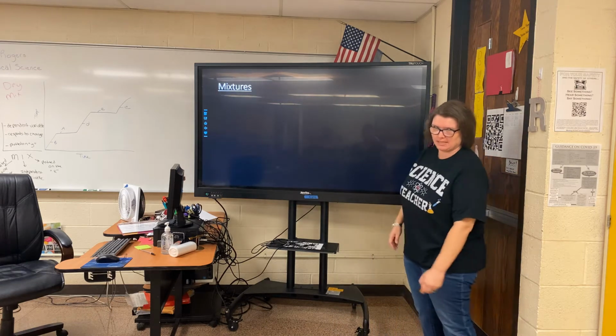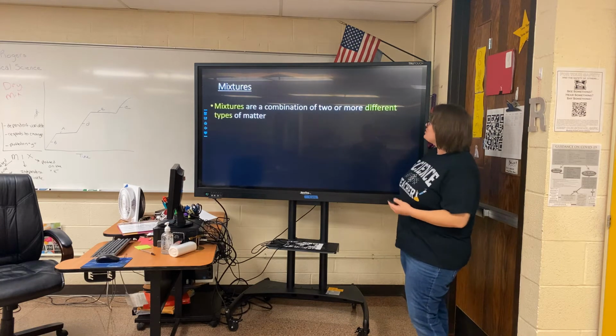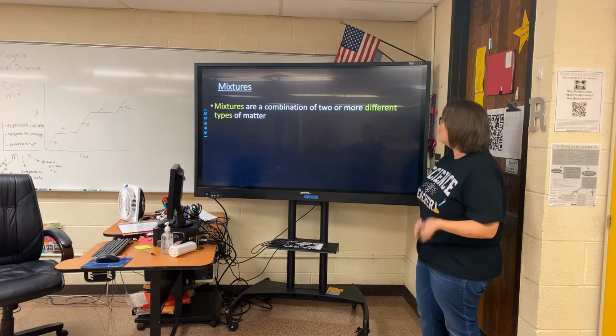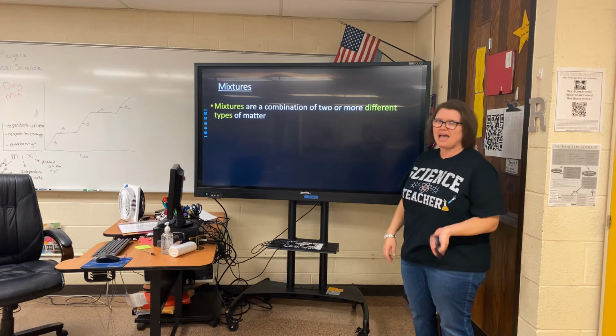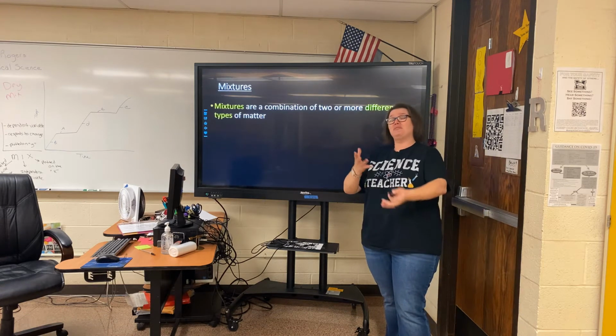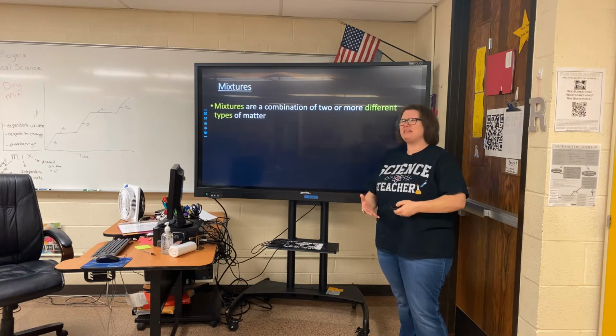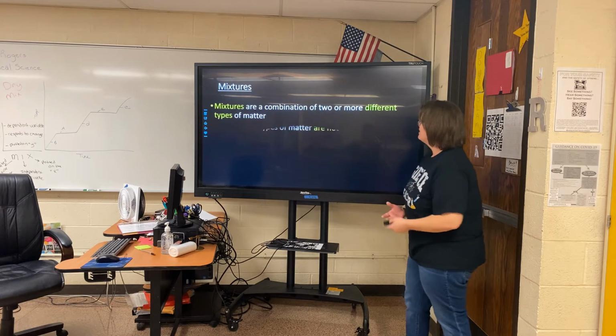Mixtures. This is where we'll really start the party. Mixtures are a combination of two or more different types of matter. There are mixtures all around us. There may be a mixture of different types of snacks inside of your lunchbox. There are many different types of mixtures that we can go over.